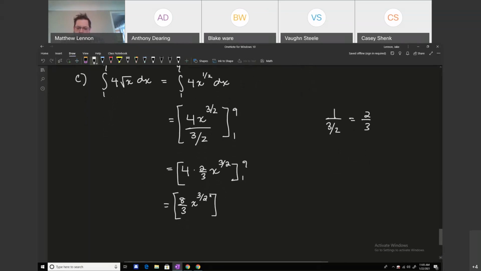from 1 to 9. Okay, so I've simplified stuff with algebra enough, so now I'm just going to plug in the numbers. So I get 8/3 times 9 to the 3 over 2 minus 8/3 times 1 to the 3 over 2. And this comes out to either 208 over 3 or 69.3 repeating. So there, rewriting stuff using algebra makes the problem a little bit easier.